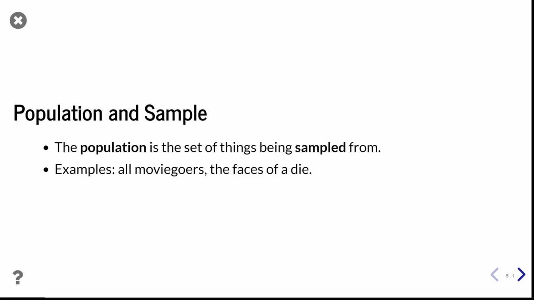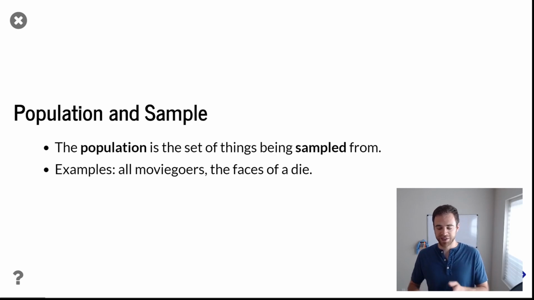We've used a couple of words here. Let's just make those more precise. The population is the set of things being sampled from. This sounds a little circular, but I think it makes sense. The population is the bigger group, and then we draw a sample, which is a subset of that population. So the population is the thing that we're choosing people or things from. For example, all moviegoers might be the population. Our sample is maybe 10 people who watch the movie.